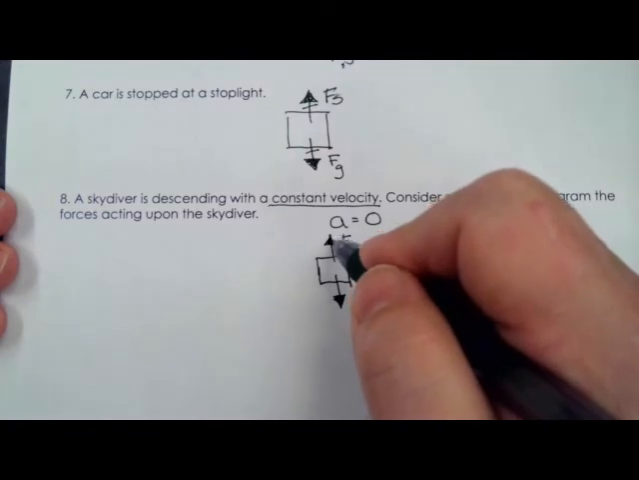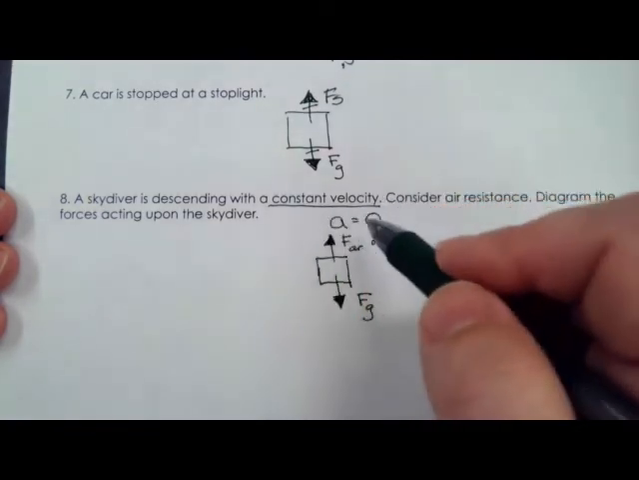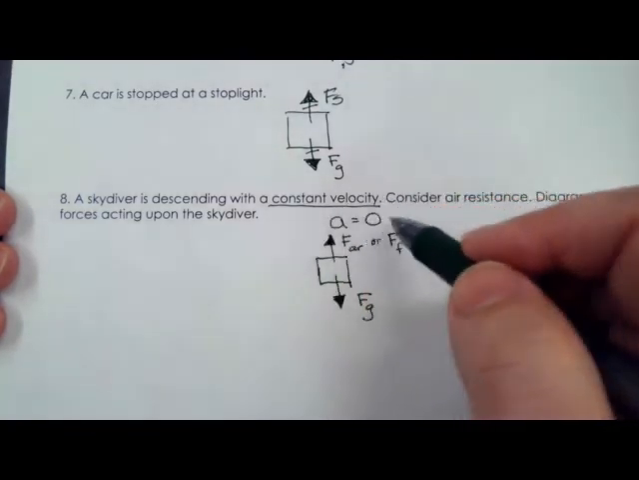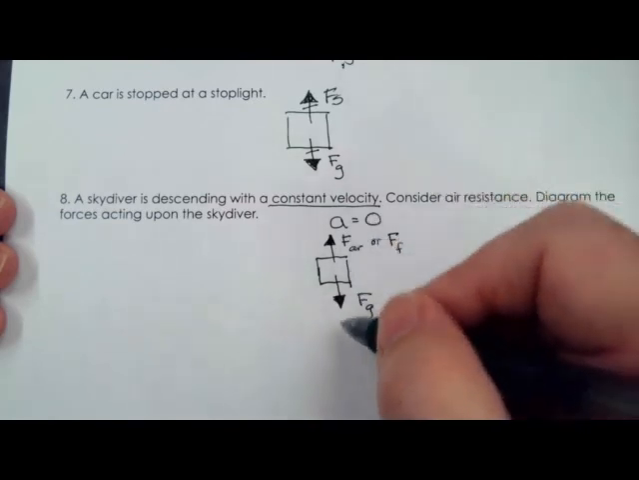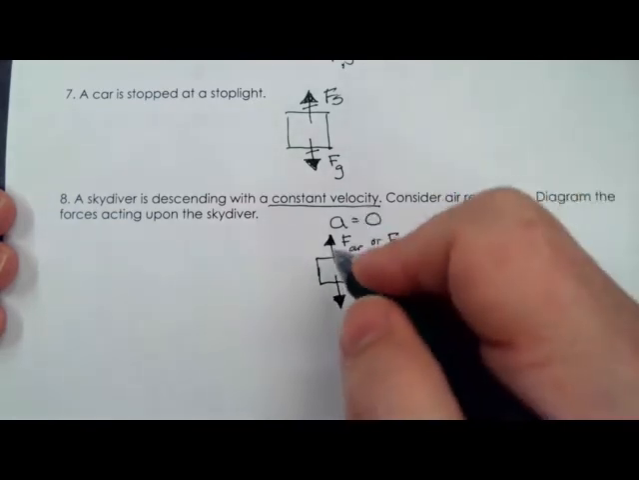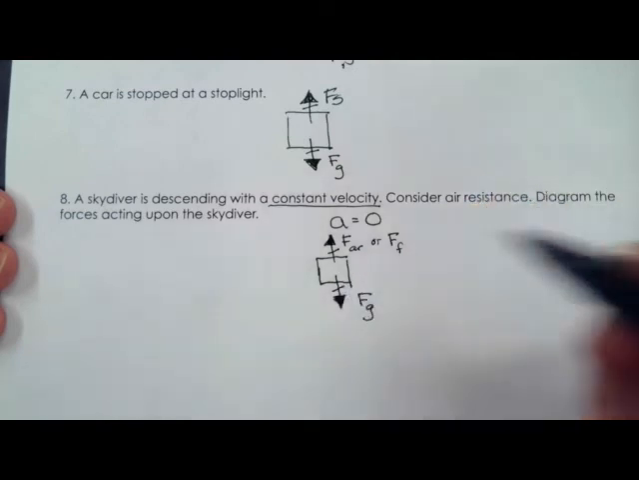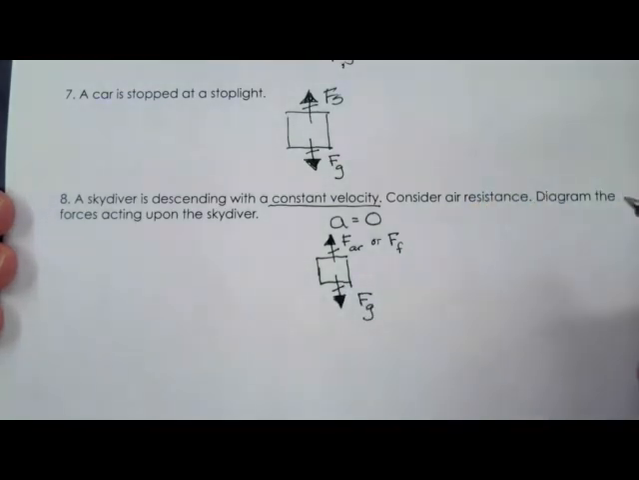And what do we know about those 2 if we have a constant velocity? Well, constant velocity means that there's no acceleration so there can't be a net force. So these 2 things have to be equal. It's still moving, but it's just not accelerating. Okay, so that takes care of those 8 problems.